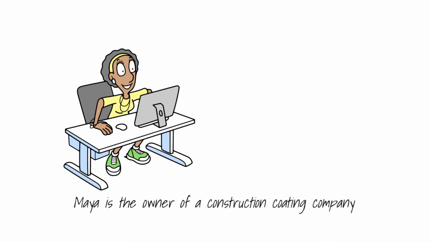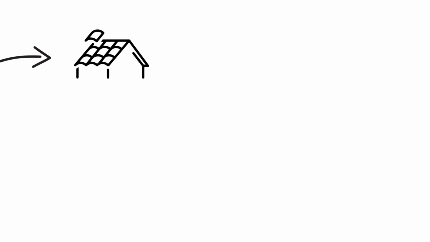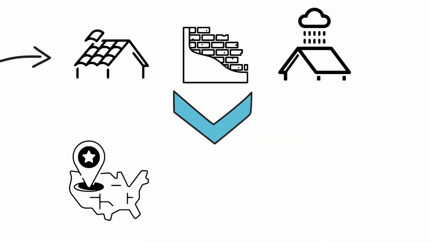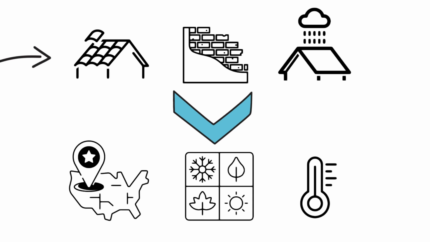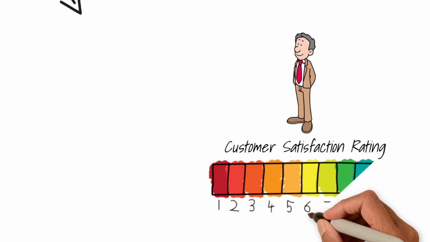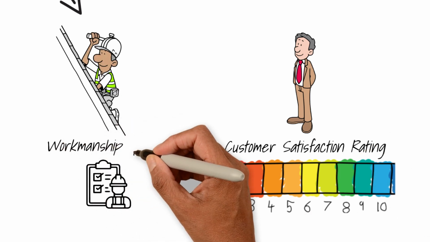Say hello to Maya. She's the owner of a construction coating company that does projects of roofing, wall coatings, and waterproofing across different regions, seasons, and temperature. Maya collects data for customer satisfaction rating on a scale of 1 to 10, gauging the workmanship quality for these projects.